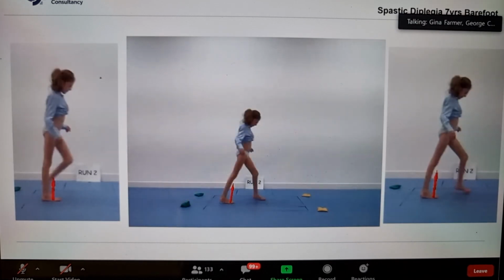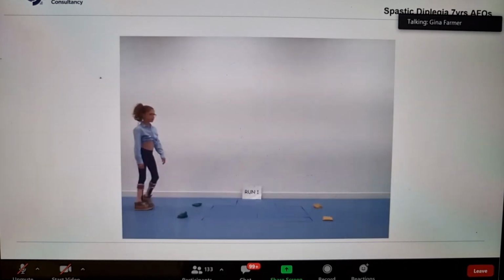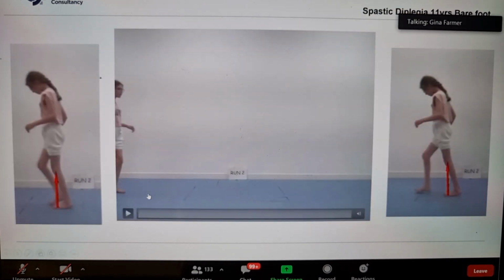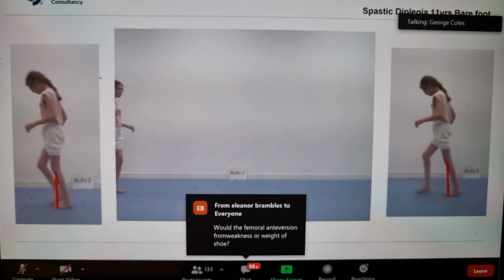I always wonder, George, whether their feet turn in because of the weight of the splint in the shoes. Is that a red herring? I tend to find that that's a bit of a red herring. It's more about as the foot tries to pronate, as it tries to get into escape valgus to gain more range.